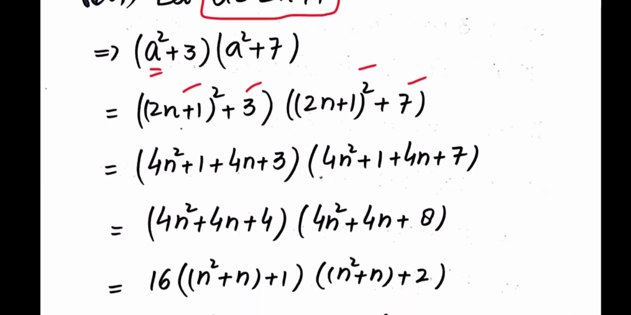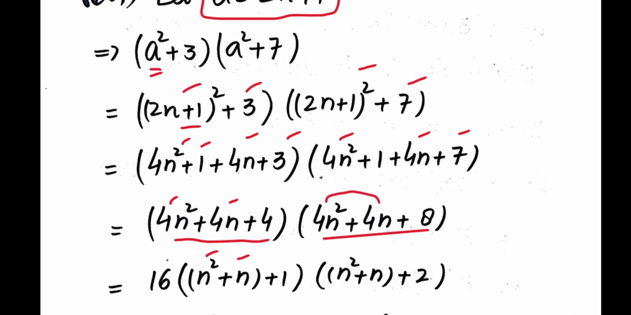Expanding the square, we have 4n square plus 1 plus 4n plus 3, 4n square plus 1 plus 4n plus 7. This becomes 4n square plus 4n plus 4, and this becomes 4n square plus 4n plus 8. By taking 4 as a common factor from these two terms, we have n square plus n plus 1, and n square plus n plus 2. And again, when we take common 4 from these two terms also, the product is 16 into n square plus n plus 1, n square plus n plus 2.